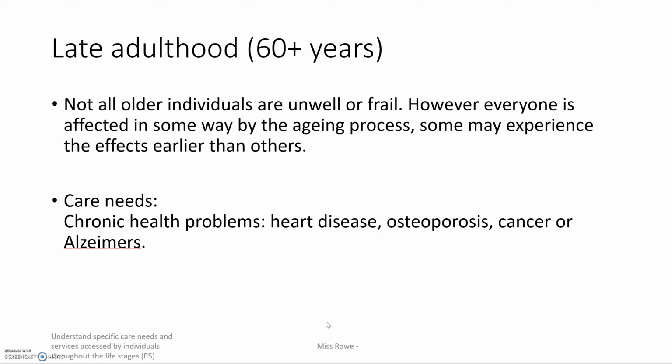So care needs in late adulthood include chronic health problems, so heart disease, arthritis, osteoporosis, Alzheimer's, cancer, sensory problems, vision and hearing may start to decline, loss of mobility. Obviously that can be any age, but in this scenario, we're saying resulting in need of care and support in the home. So you might go to one of your family members' houses and they have a stair lift, for example, or a wheelchair with a ramp up to the doorstep.